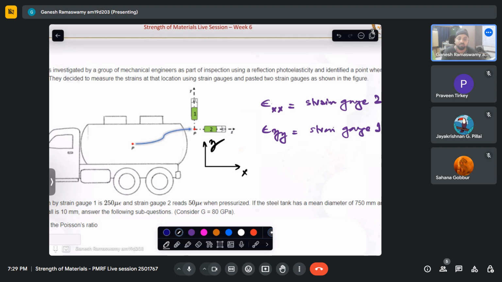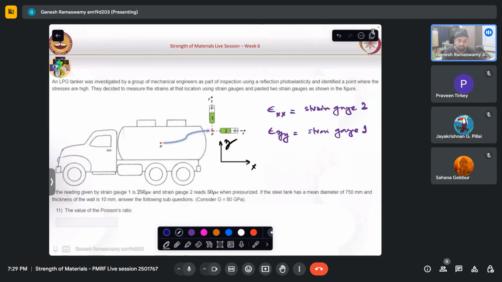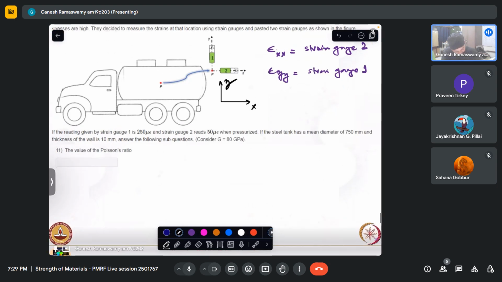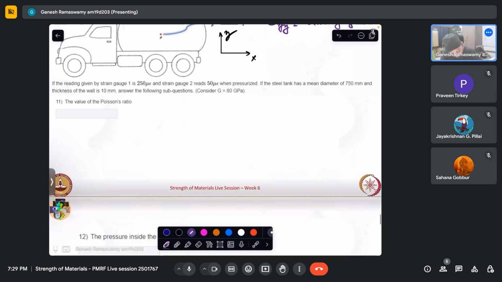So the strain gauges are aligned. The strain gauge 2 is aligned along EXX and strain gauge 1 is aligned along the YY direction. If the reading in strain gauge 1, that is EYY, is given to be 250 microstrain, and strain gauge 2, which is EXX, is given to be 50 microstrain.